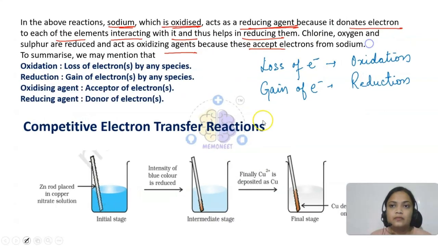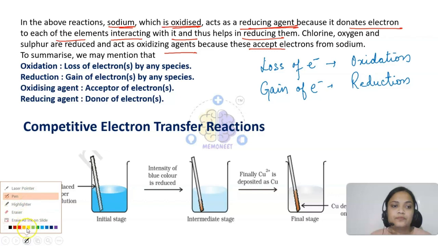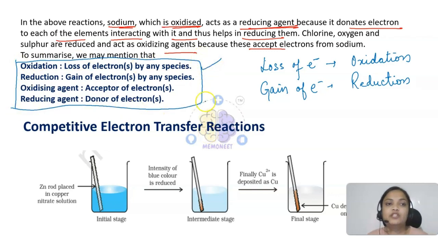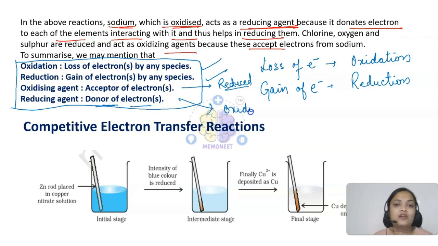This one, this is the very important table. Oxidation means loss of electron by any species, reduction means gain of electrons by any species. So oxidizing agent will be the one that is the acceptor of electrons, meaning the one that is getting reduced. And reducing agent वो होगा जो इलेक्ट्रॉन डोनेट करेगा, meaning the one that is getting oxidized. सो ये आपको पता होना चाहिए कि oxidizing agent will be the acceptor of electrons and reducing agent will be the donor of electrons. So we can see some more examples for this reaction.